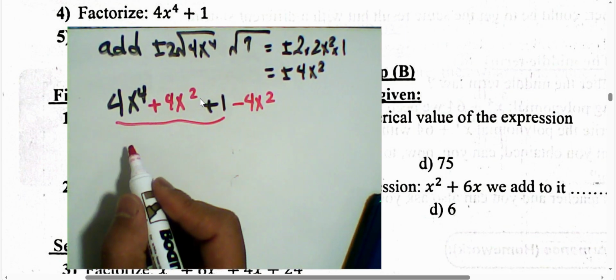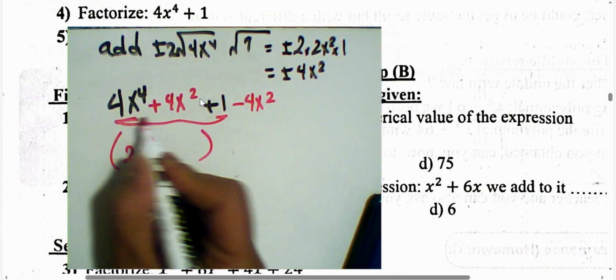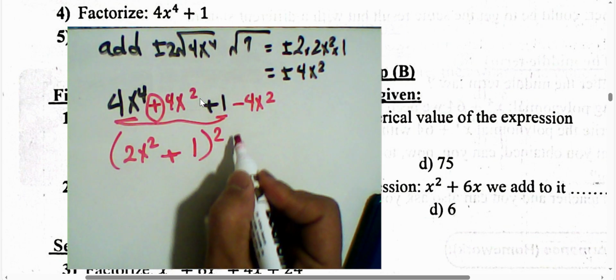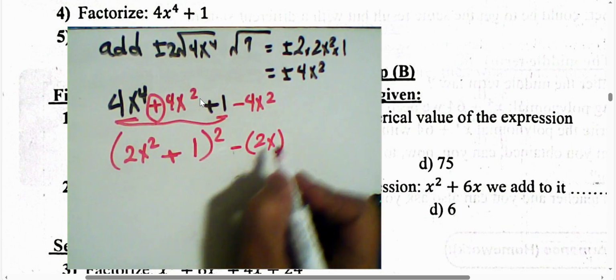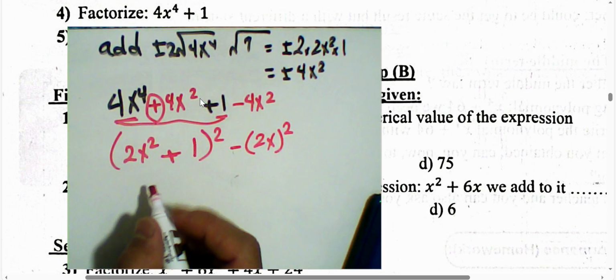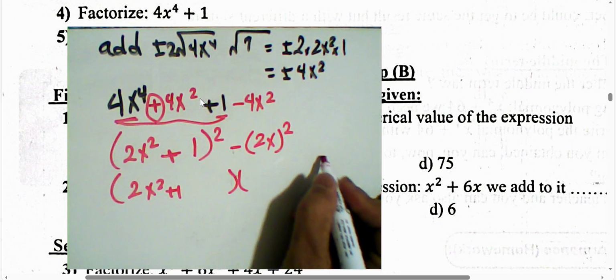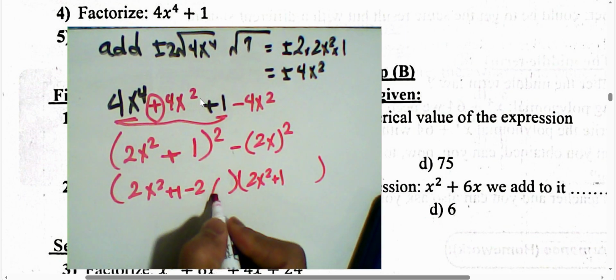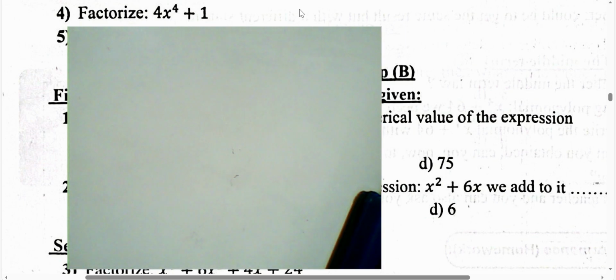This expression you can write as the square root of the first, the square root of the third, write the sign in the middle, and power 2. And then write negative the square of this term. It will be (2x) all power 2. Then you can complete it. Write 2x² + 1, and also repeat it, 2x² + 1. This expression we can write with negative 2x and here positive 2x. Okay, this is the factorizing for question number 4.